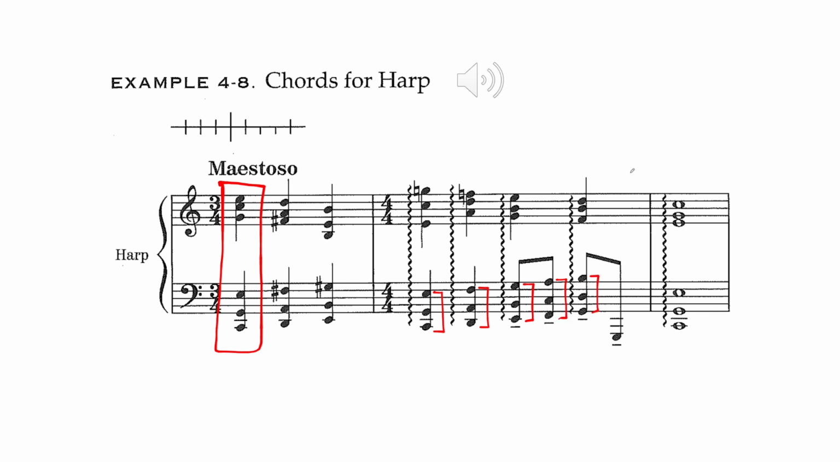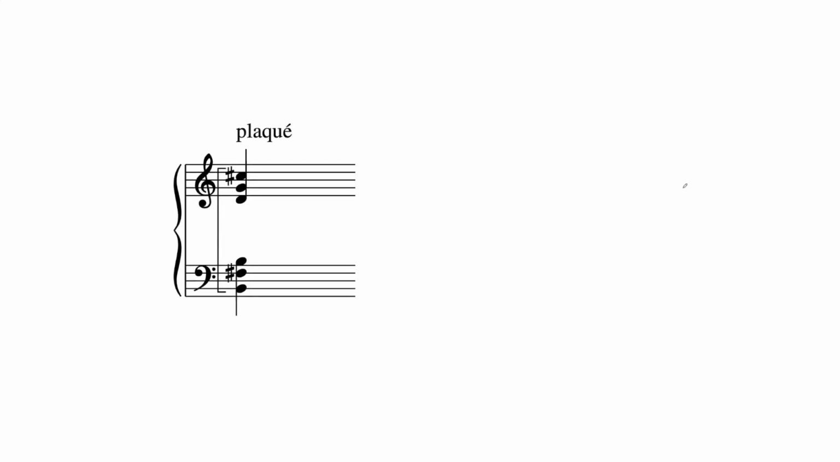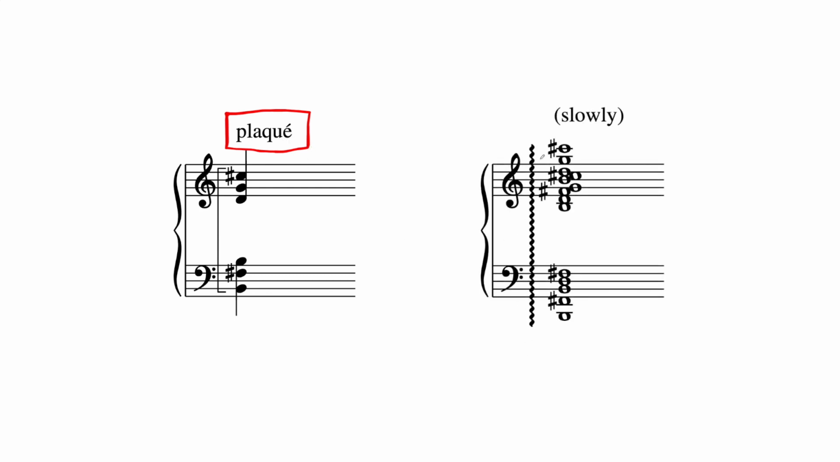And about arpeggiation. If you don't want the chord to be played arpeggiated, then we have to use this vertical bracket with the expression plaqué. That means non-arpeggiated. And we can also determine the speed of the arpeggiation. For example, here a slow arpeggiation is indicated. And you notice we have many more notes in the chord than 8, which was our limitation.